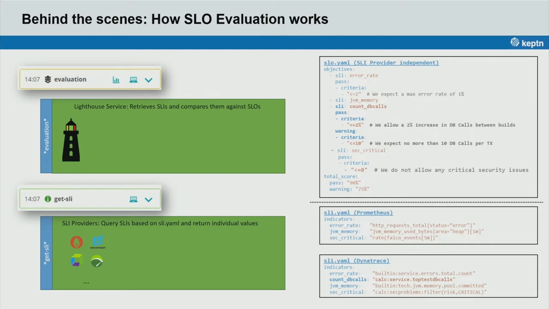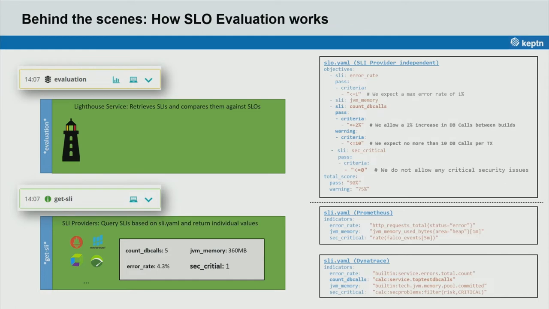Whoever is responsible for observability and monitoring in your organization then defines how you actually query this particular piece of data. Like, how do you get error rate? How do you get the number of database calls? So it's separated. Objectives and how you get the data is a complete separation of concerns, because typically two different teams are responsible for that. Okay?